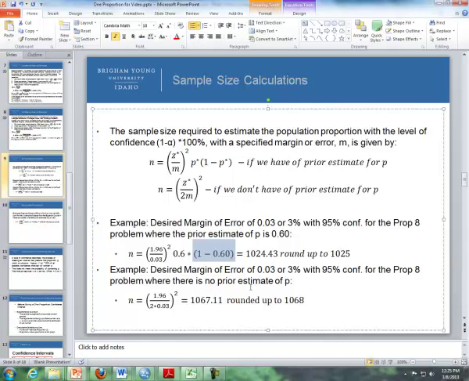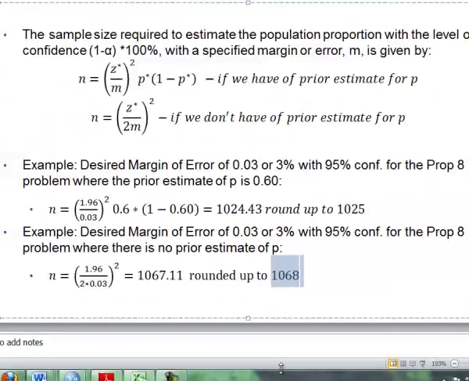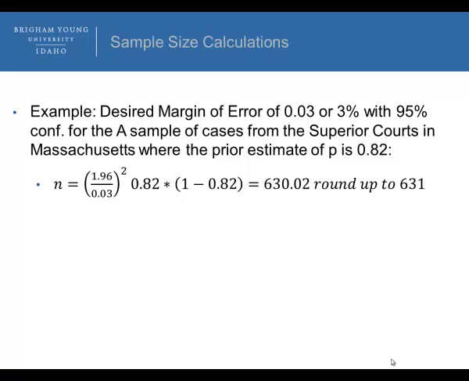Now, if we did this again where we had no prior estimate of p, then the formula is shorter, but we have to put a 2 in the denominator within the squared function. If we solve for that, we get a slightly higher sample size of 1067.11, but if we round up, we get 1068. If you want to stop the video and try one more example, well, I have the example up here, so let's just go through it anyway.